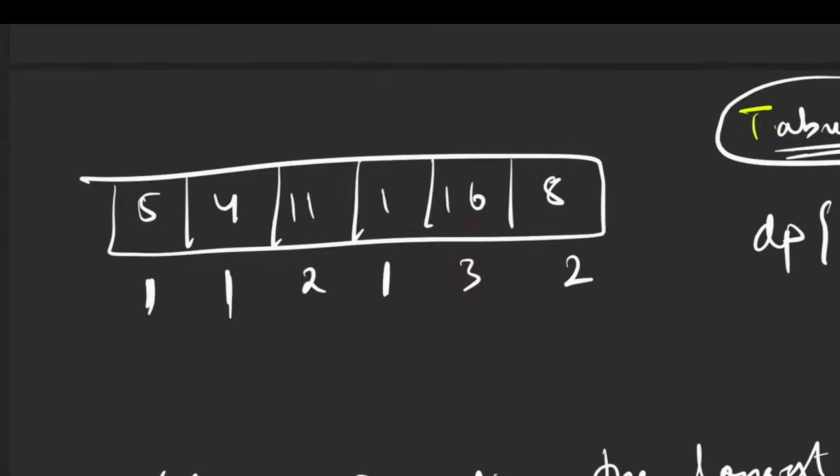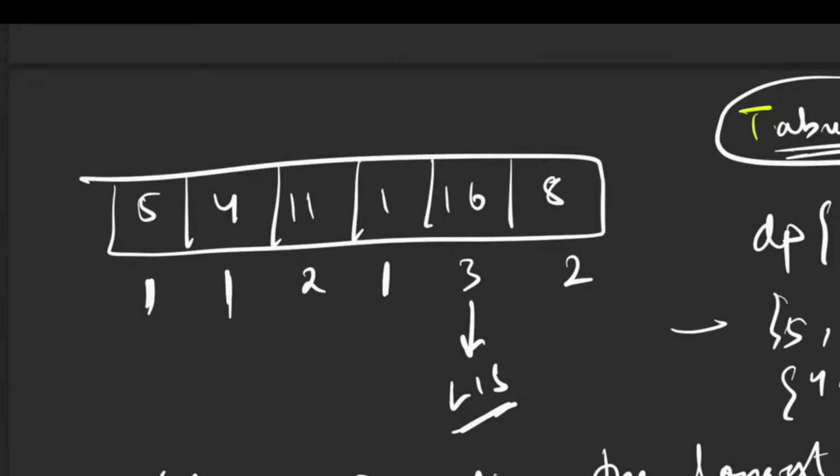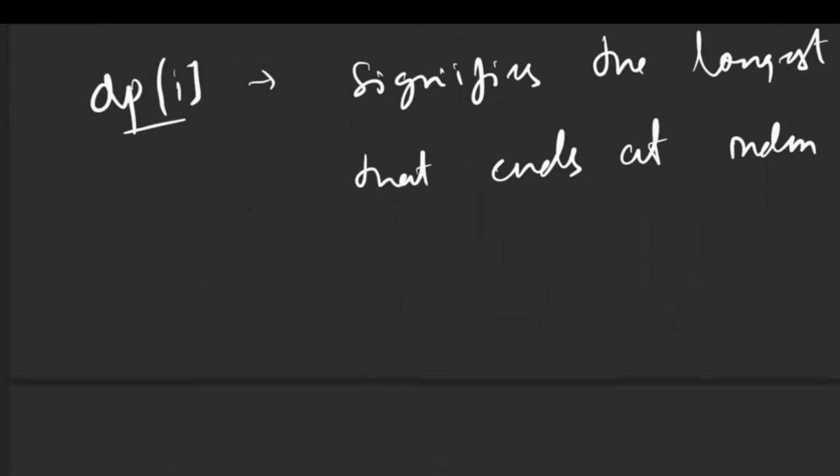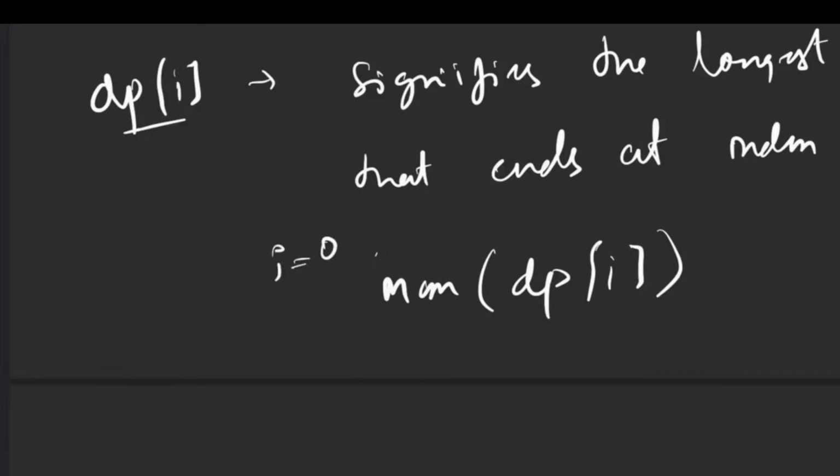So can I say this is the LIS? Which means I can have a sequence something like 5, 11, 16 or 4, 11, 16. I can have both of them as the longest increasing subsequence, and the LIS will be the max of all DP[i], where i ranges from 0 to n minus 1.